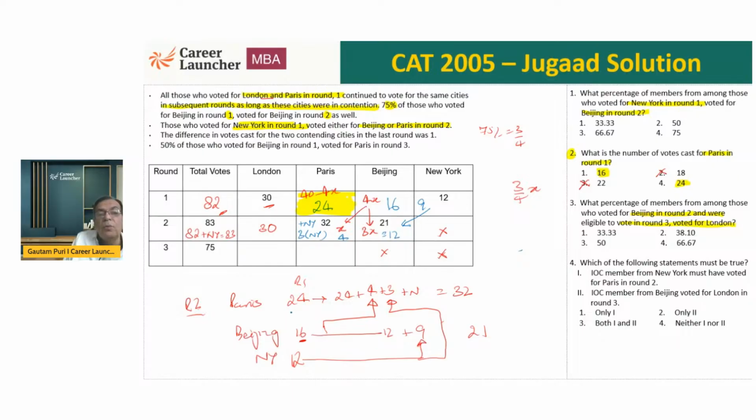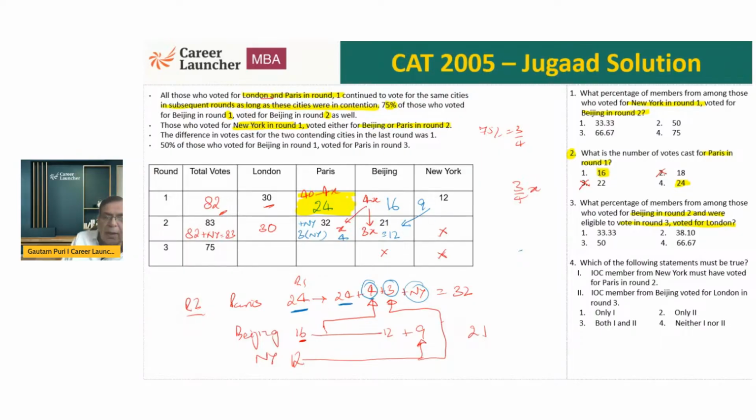So the 24 of round 1 continued. These 4 have come from Beijing. These 3 are the New York voters of round 1 who decided to vote Paris in round 2. And the last one is New York itself. So that is what makes it a total of 32.